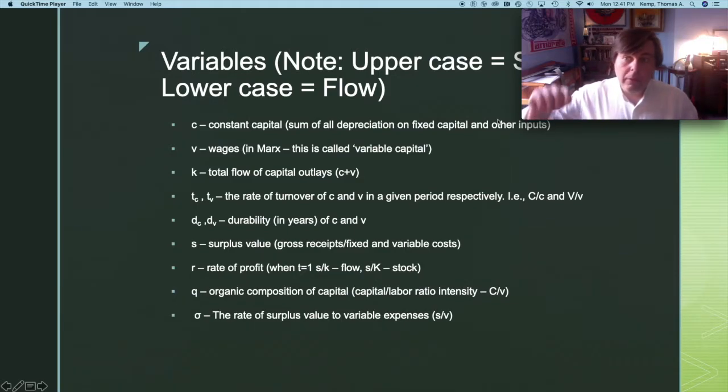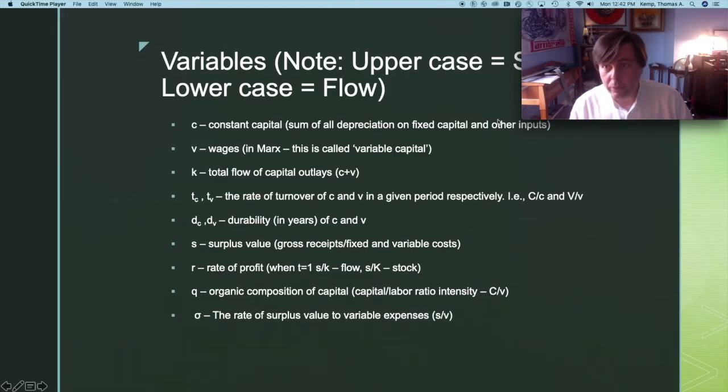Last thing here: sigma, the rate of surplus value. This is the rate of surplus value to variable expenses, or S over V. That last one is an important concept because it effectively gives you the rate of exploitation. As that ratio S over V rises, you're getting more value out of labor compared to what you're paying them. We'll come back to that in a minute.